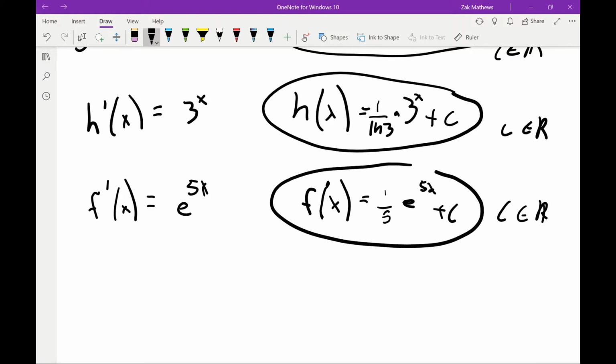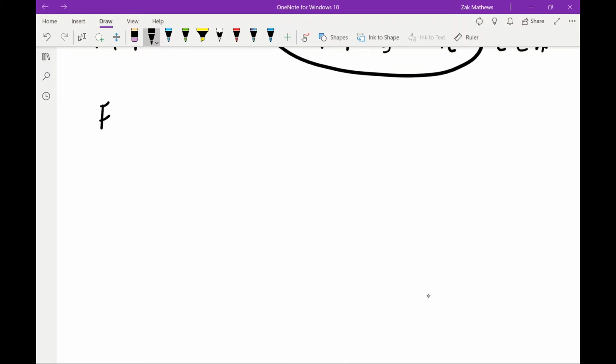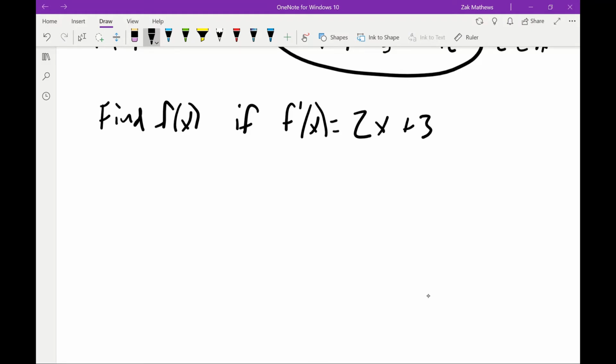So we always have this c here until we know something about that original function. The problem with all the problems we've done so far, I don't know anything about the original function. So when I undo it, I don't know if there was a constant there that I had to put that plus c in front. But what if we're given a little bit more information? Find f of x if f prime of x is equal to 2x plus 3 and f of 1 is equal to 4. Let's see what we can do with this.